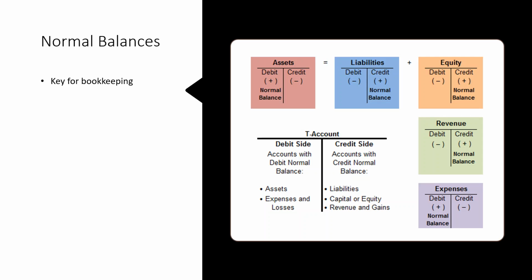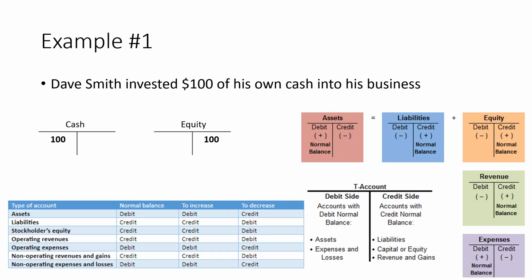So for an asset, its normal balance is a debit balance, which means it increases on the debit side. For a liability, the normal balance is a credit balance. This means liabilities increase on the credit side. These balances form the key for bookkeeping, so it's very important to get them right. Let's look at an example.